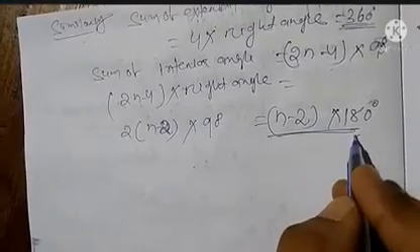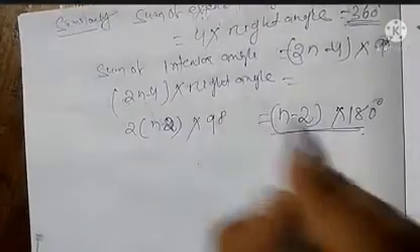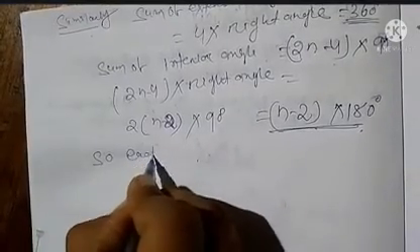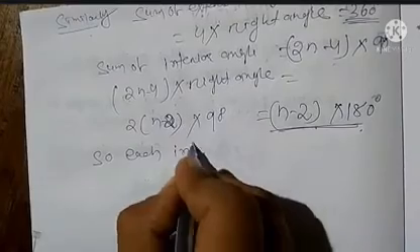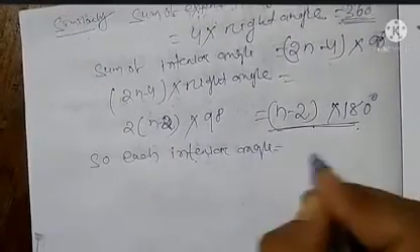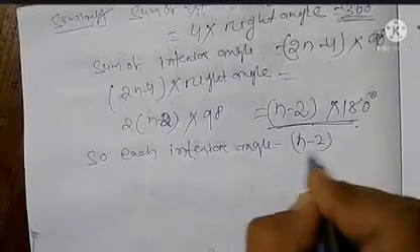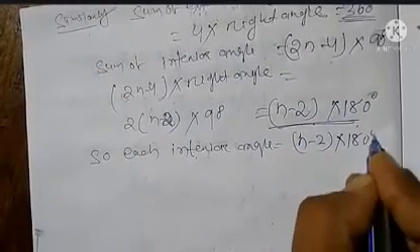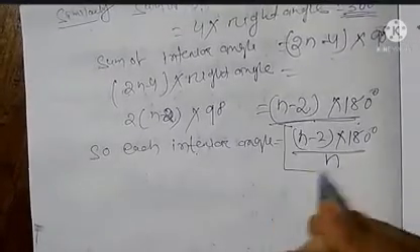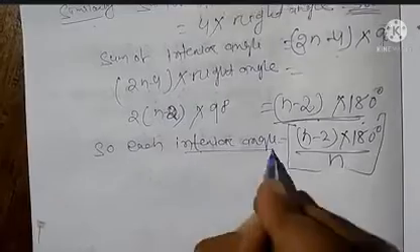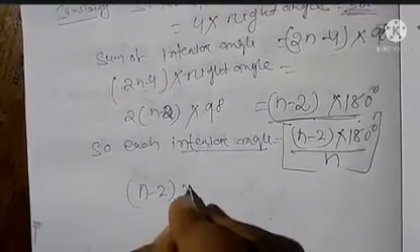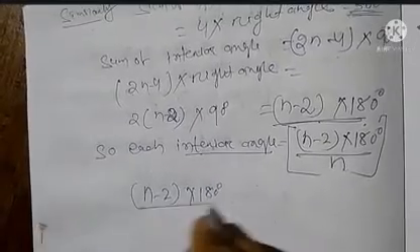So each interior angle how much degree? Sum of interior angle is equal to this. Then each interior angle is equal to n minus 2 into 180 degree divided by n. This total is the each interior angle formula. Okay, n minus 2 into 180 degree whole divided by n.